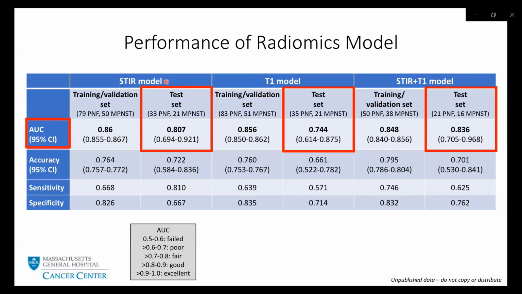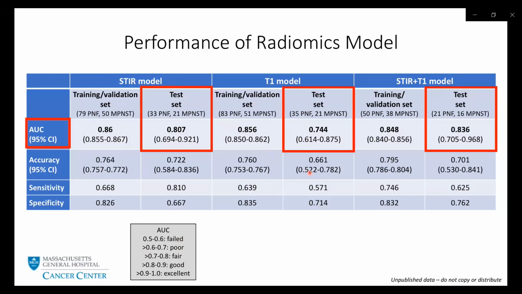The STIR model had an AUC of 0.807. This means that there's an 80.7% chance that the model will correctly classify tumors as plexiform neurofibromas or malignant peripheral nerve sheath tumors. As you can see from this gray box at the bottom, this corresponds to good performance. The T1 model performed less well with an AUC of 0.744, meaning that using T1 images alone, the model correctly classifies tumors in only 74% of cases.